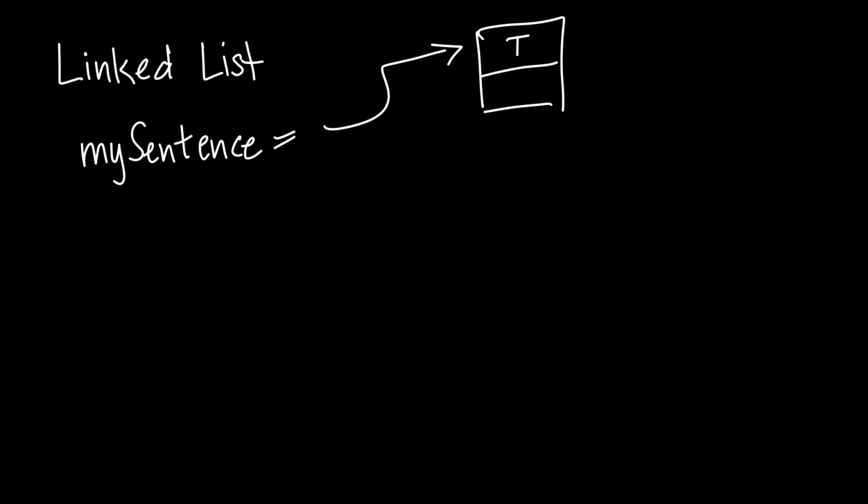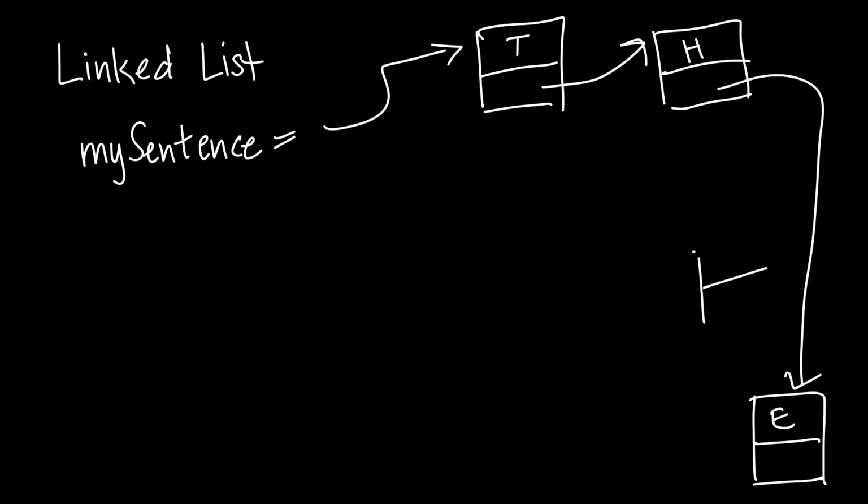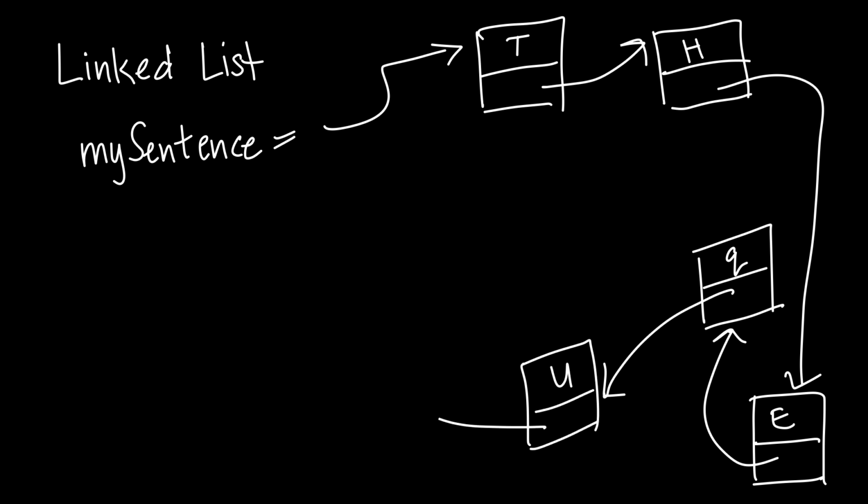A linked list is a variable that points to something, but instead of a single block of memory, it points to a node. And each node contains one piece of data, like the letter T, and a link to the next item in the list. Linked lists can be arbitrarily long. They don't require a block of adjacent memory.